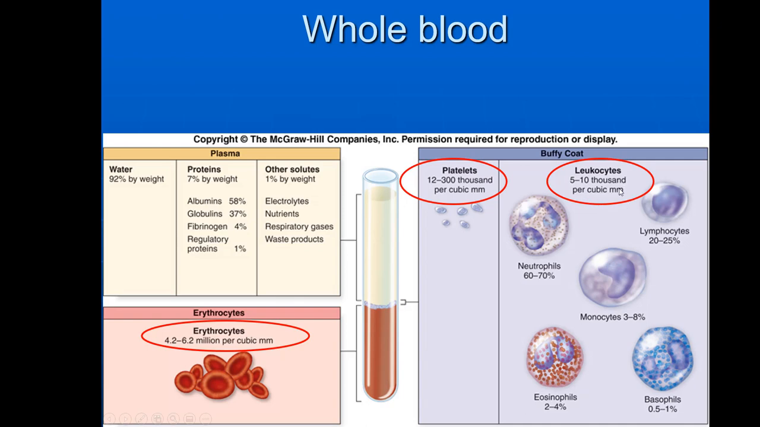For the leukocytes, 5 to 10,000 per cubic millimeter of blood, which still is a lot, but is not a lot compared to the red blood cells. And you can see there's different types of leukocytes, and each of these different types has a specific function. We'll talk about that throughout the lecture also. But for the most part, the function of the leukocytes is going to be an immune function. And then platelets, we have a range here, 12 to 300,000 per cubic millimeter of blood. Still small compared to the number of erythrocytes we have. But for platelets, their main function is to clot the blood.